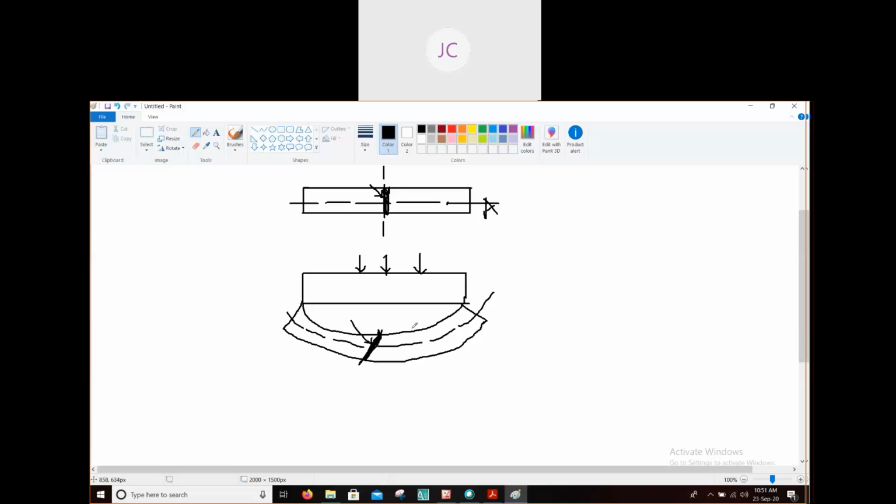All of you understood what is the meaning of the assumption? Do you understand the meaning of the assumption? All of you?